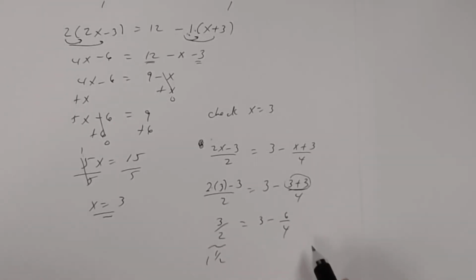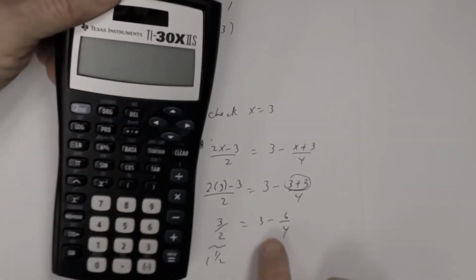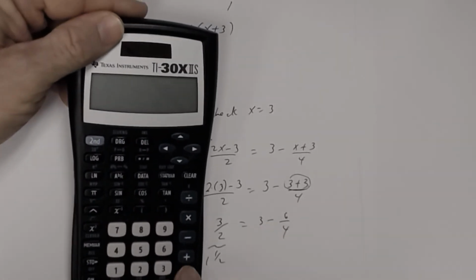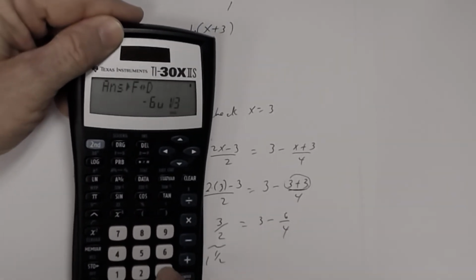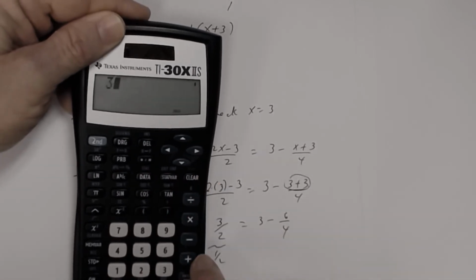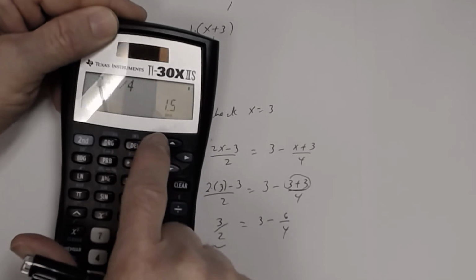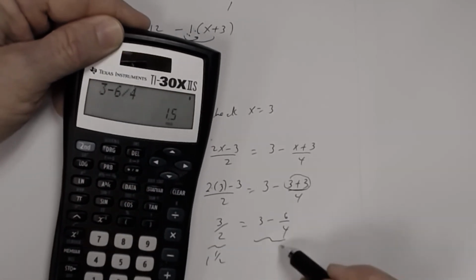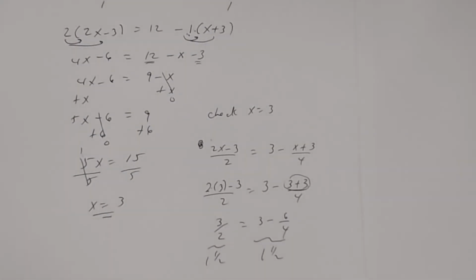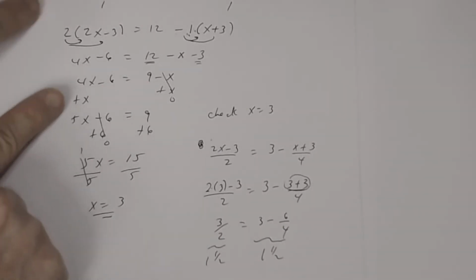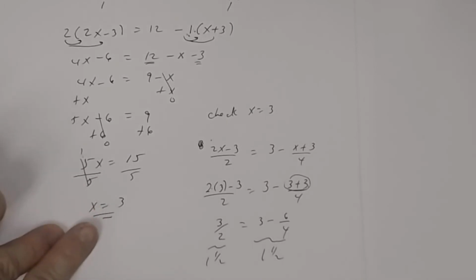So let's see what this is. So use your calculator. So 3 minus 6 divided by 4. And look, you got 1.5. And you know 1.5 is 1 and 1/2. Okay? So both sides equal. So your solution is correct. All right.